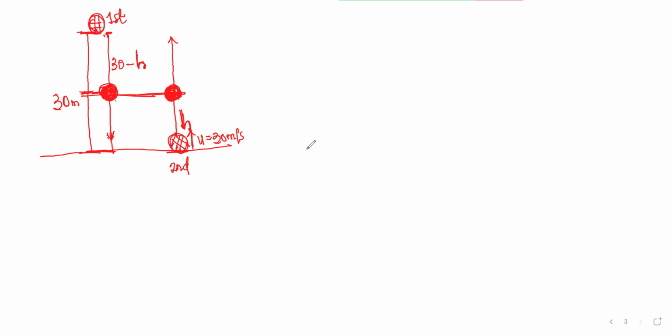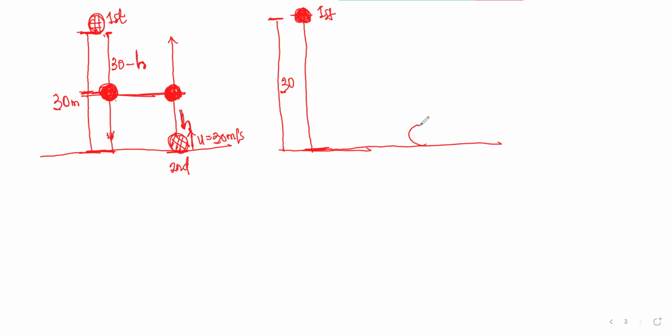So you see, the whole height of the cliff is 30, and this is the first stone. So from the ground to where the first stone is, this distance is 30. Then the second stone is just projected from the surface of the ground. So the ground is here. Supposing they are all meeting at this point.